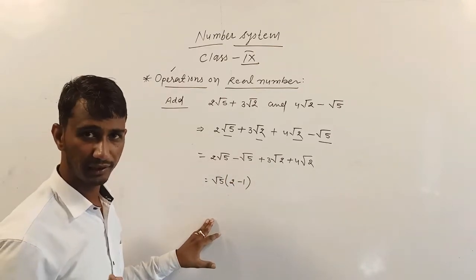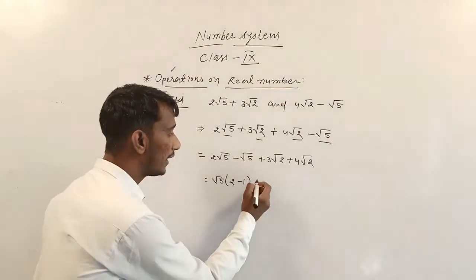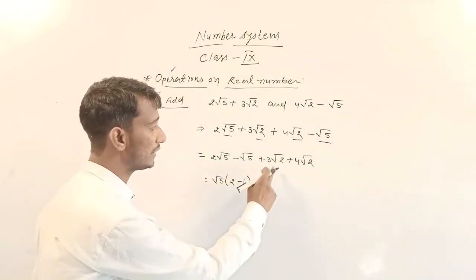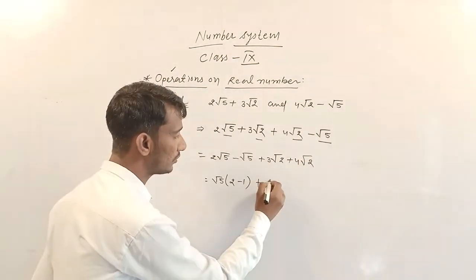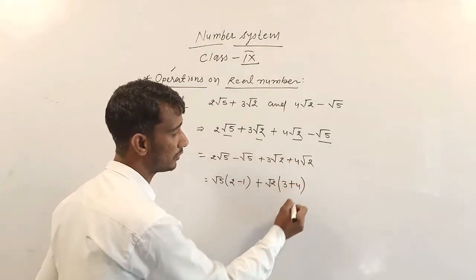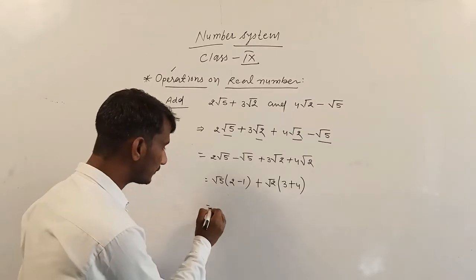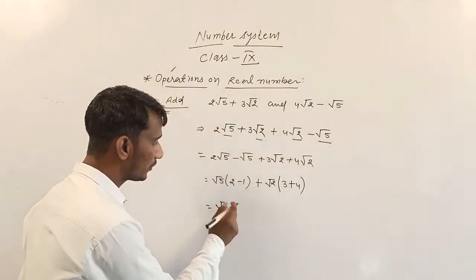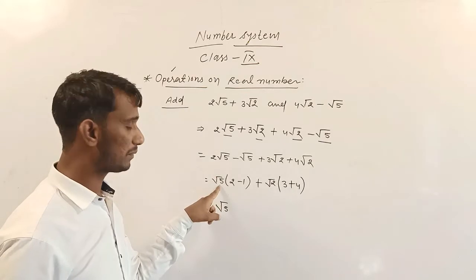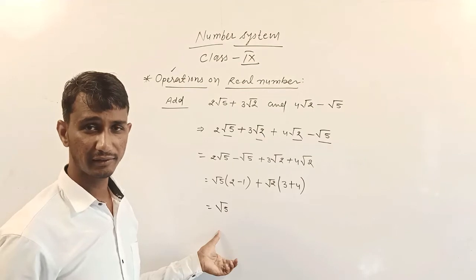Are you getting my points? If you have any problem, you can write your comment in the chat box. Next, from this pair, which term is common? Root 2 is common. We take root 2 common, and the remaining values are 3 and, with the plus sign, 4. Okay, students, are you getting it? Look now at root 5. What is the remaining value? 2 minus 1, which means 1, and 1 multiplied by root 5 remains root 5. I think the solution for this term is completed.